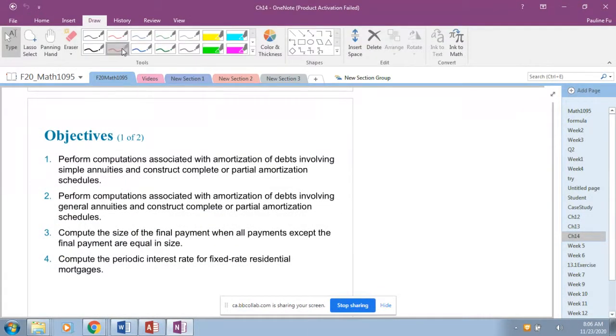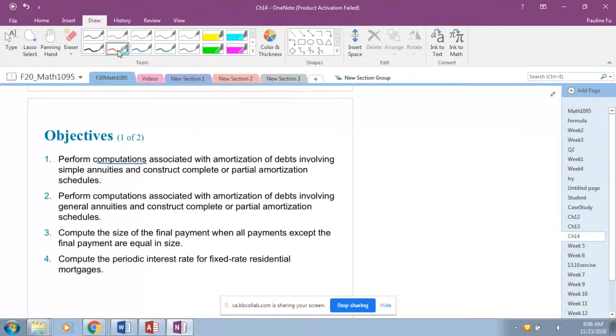The learning objectives include calculations. Okay, so this course is all about calculations. Amortization dates involving simple annuities, and construct complete or partial amortization schedule. Remember, the word simple means interest conversion period per year, CY, equal to payment per year, PY, number of payments per year. That means simple.